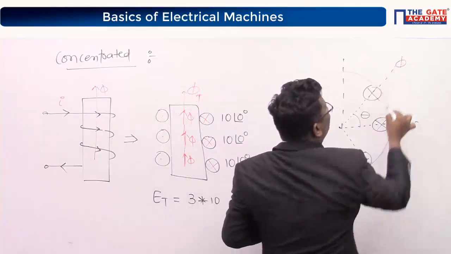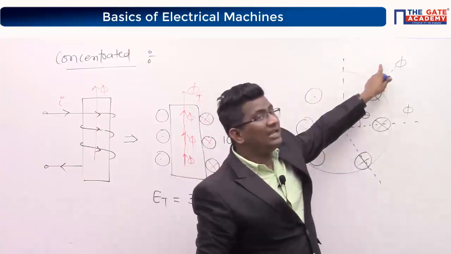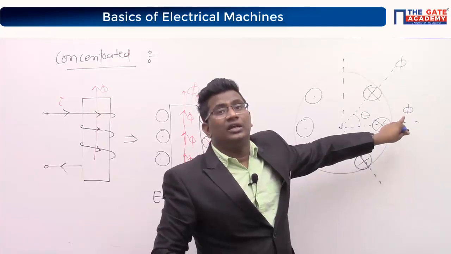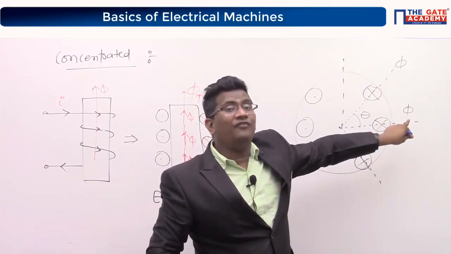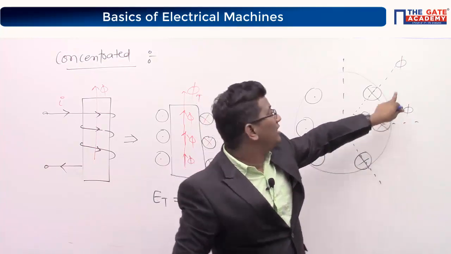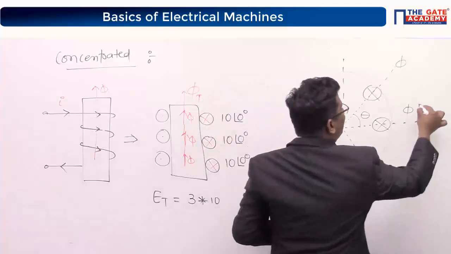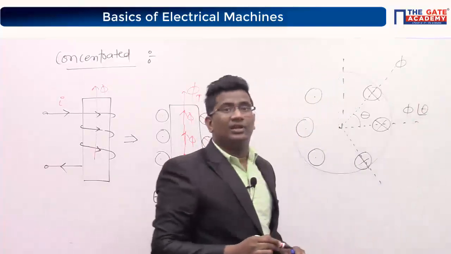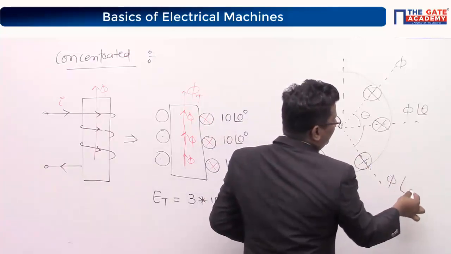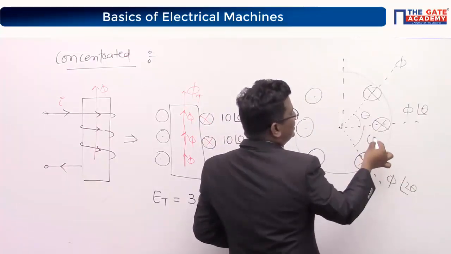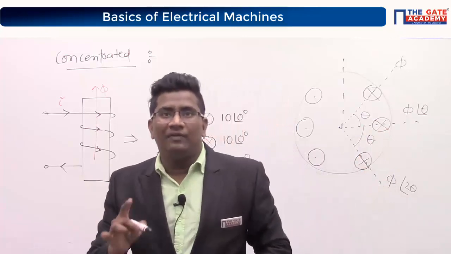Let us assume if this is phi, then how will you write this? Phi, or phi at an angle of theta? Very good, Shika. Phi at an angle of theta. Similarly, phi at an angle of 2 theta. Correct? This is theta. Therefore, what is this? Phi at an angle of 2 theta. I hope everybody understands.